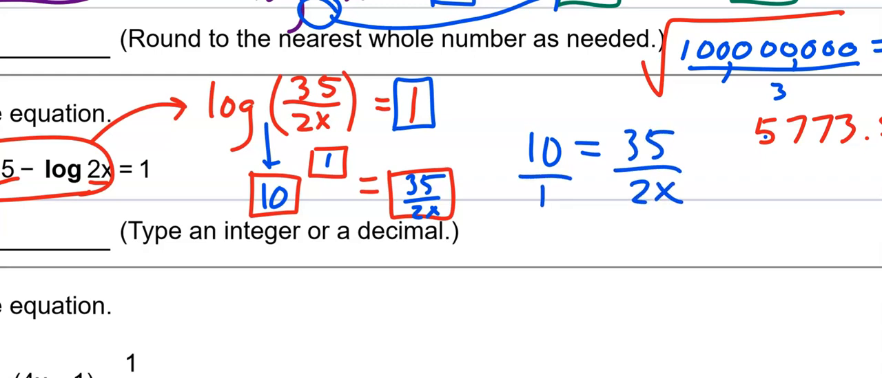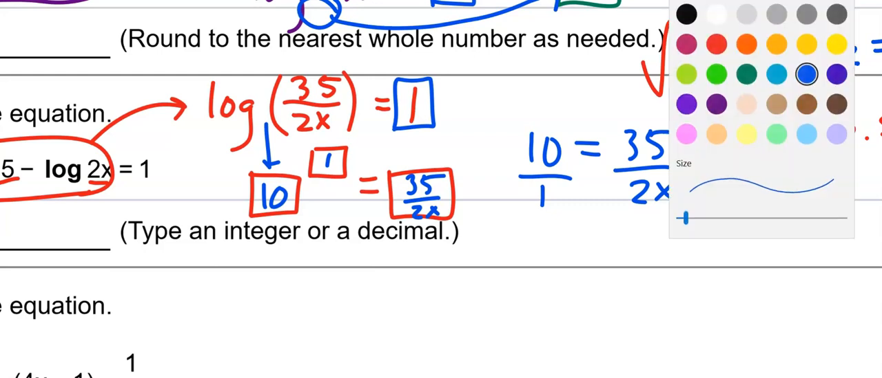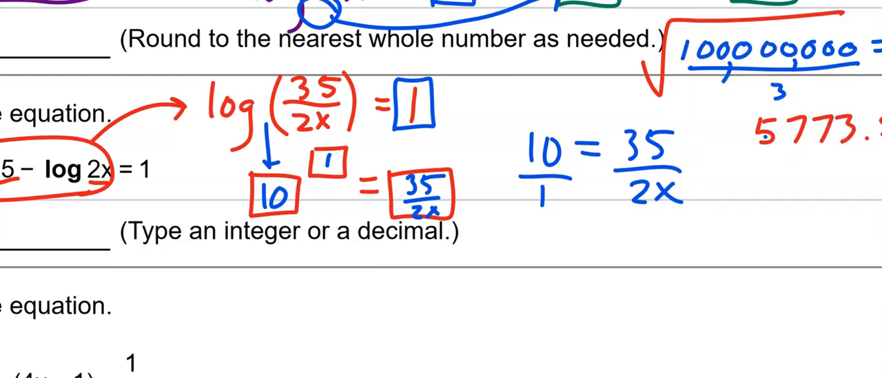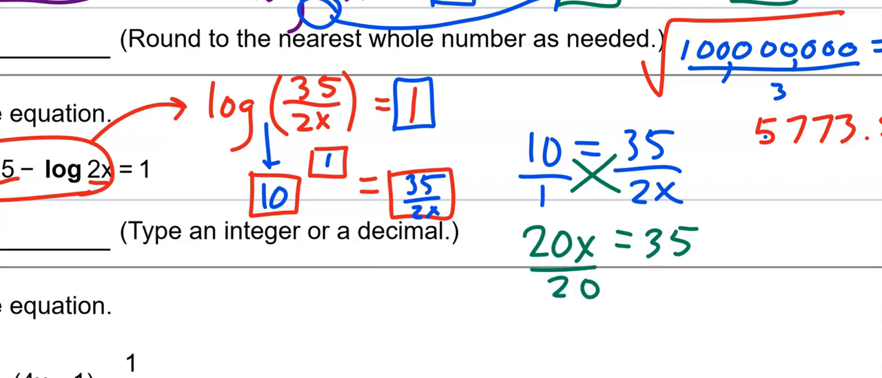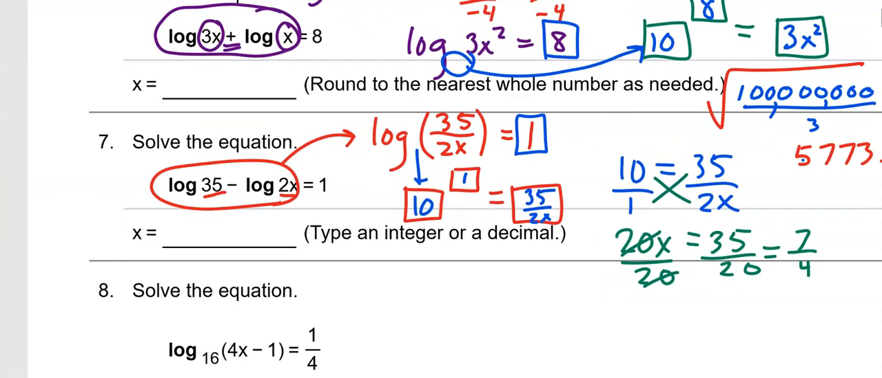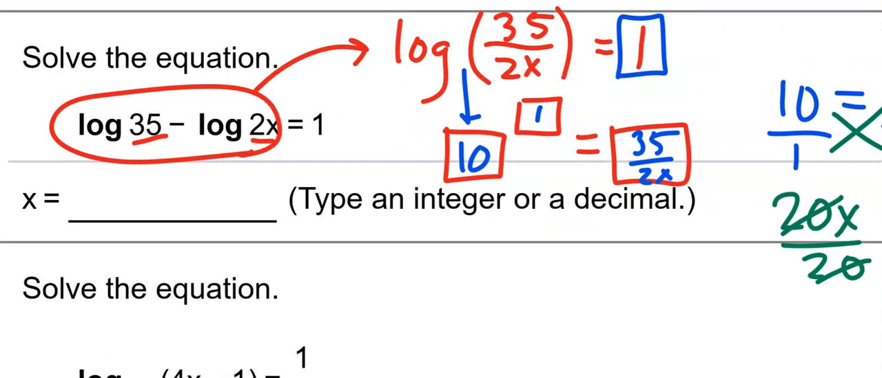Okay, anything can be divided by 1. We do have a proportion set up here, so we can cross multiply. So that would be 20x equals 35. And then we could divide by 20 on both sides. And so we end up with x being 35 over 20. What's that reduce to? Like 7 over 4? That's like 1.75. I wouldn't care if you put 7 over 4 or 1.75. Either one of those would work.